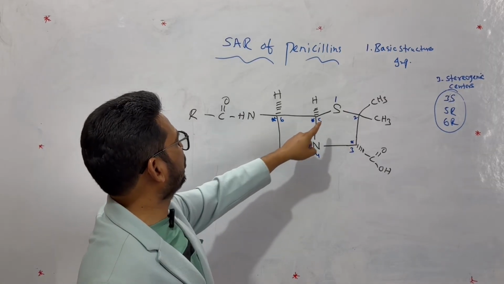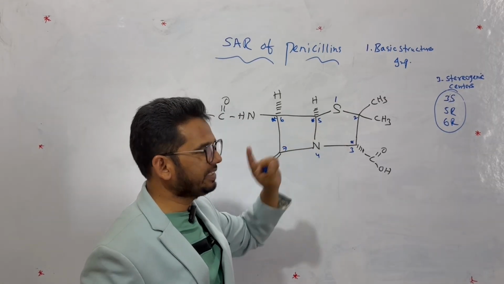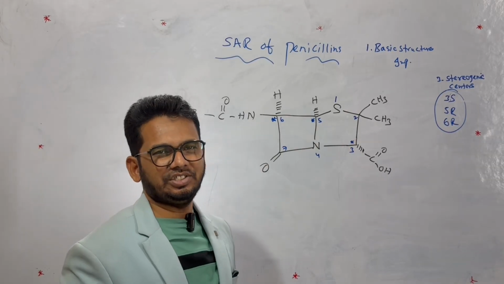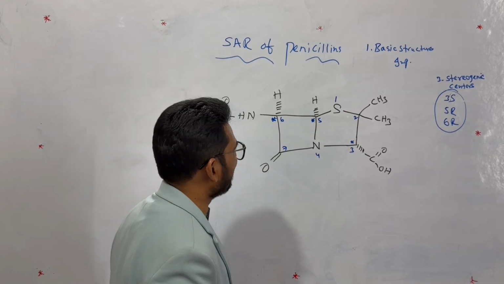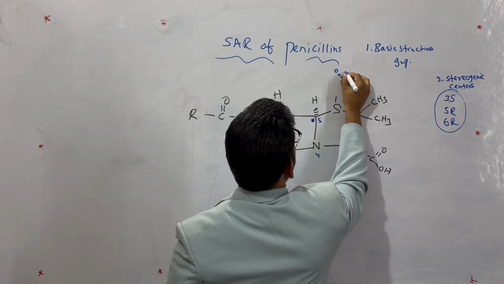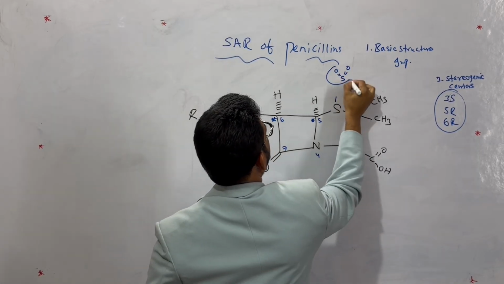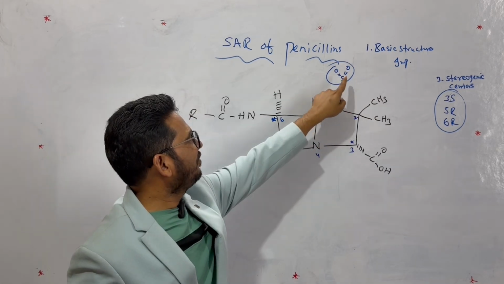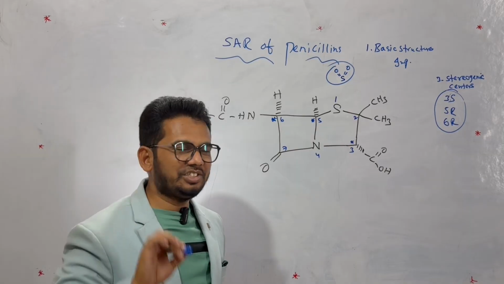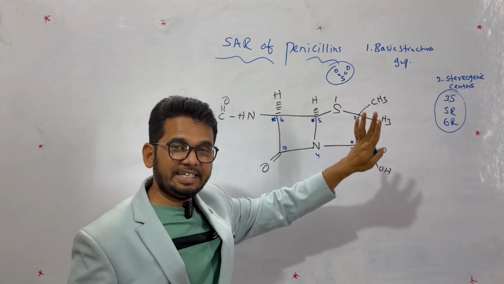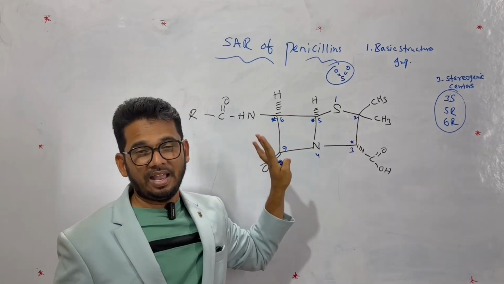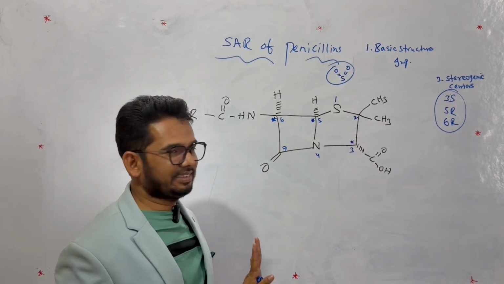Now come to the first one. First, what is there? At the first position, sulfur is there. What can we generally do on the sulfur? We can do oxidation. Oxidation means what will be formed here? When we do oxidation on this sulfur, it forms sulfur dioxide like this. On this sulfur we get two oxygens due to oxidation. This oxidation increases the stability towards acid, meaning it is acid resistant. Acid stability increases.